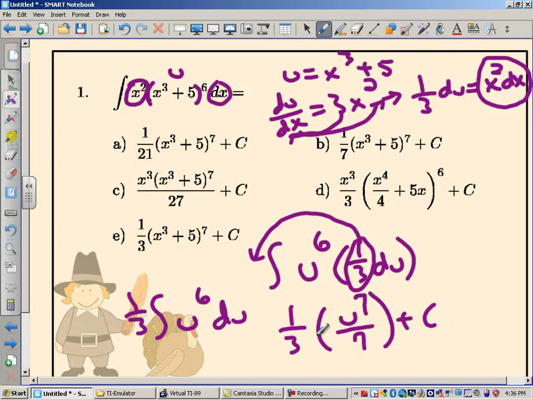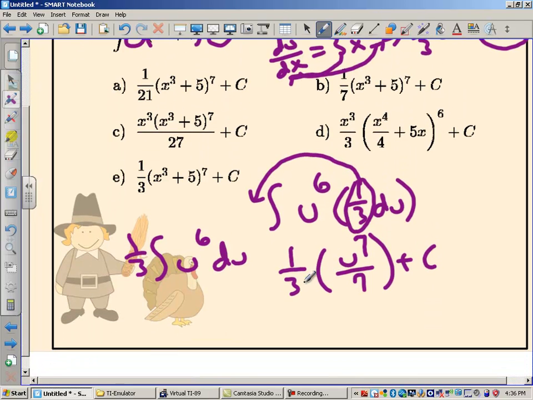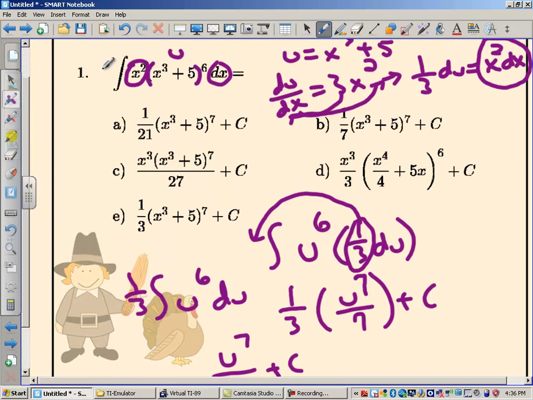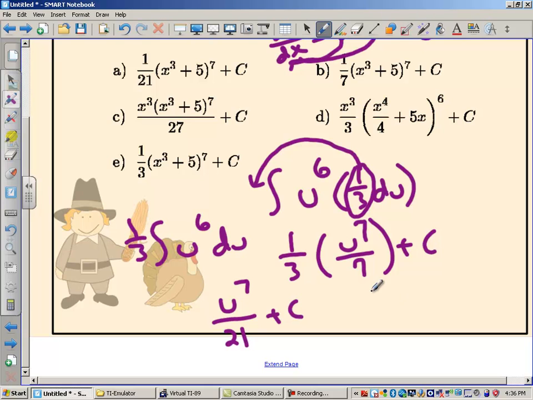We can go ahead and simplify this if we want before we back substitute. So simplifying this, I get u to the 7th over 21 plus c, just multiplying 1 times u to the 7th and 3 times 7. Now we're going to back substitute what u was. U was x cubed plus 5. So this is going to be x cubed plus 5 to the 7th power divided by 21 plus c.